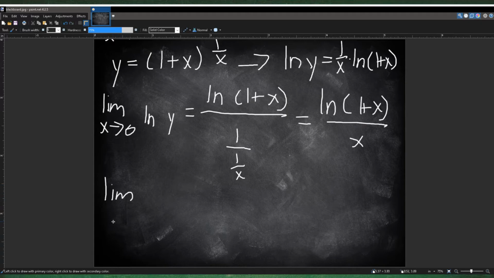So the limit as x approaches 0 of ln of y is basically this. Now we do L'Hopital's Rule on the top. The derivative of ln of 1 plus x is just 1 over x. Well, since it's chaining, you have 1 plus x inside, you have to keep 1 plus x on the bottom. Okay? So the derivative of 1 plus x outside is just 1.